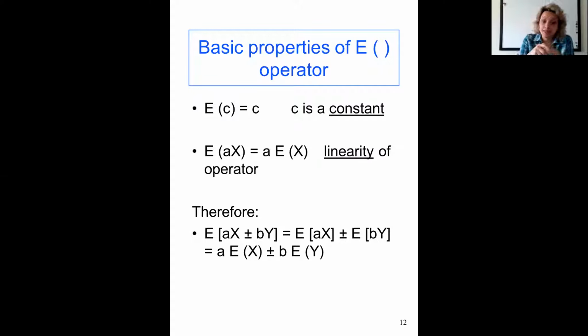Therefore, if we are looking for the expected value of some coefficient A times variable X plus or minus some other coefficient B times variable Y, it is equal to A times the expected value of X plus or minus B times the expected value of Y. Be careful: the expected value of X is the same as mu for variable X, and the expected value of Y is mu of variable Y.